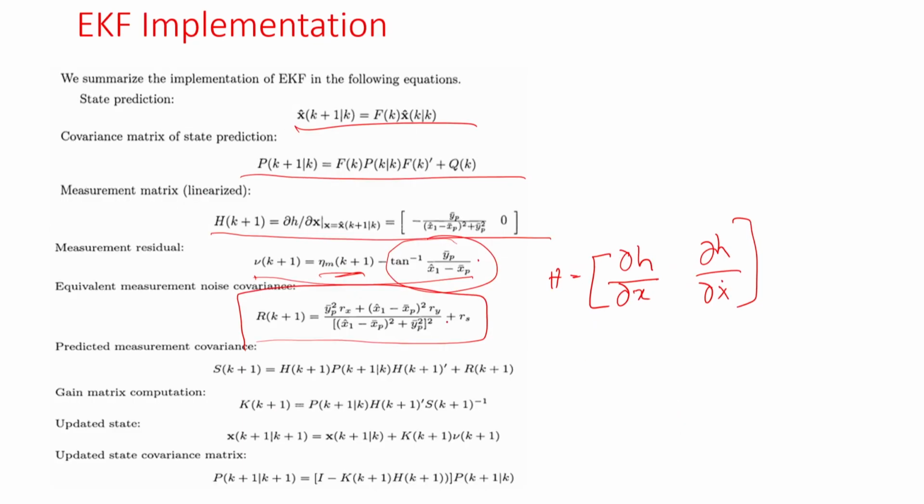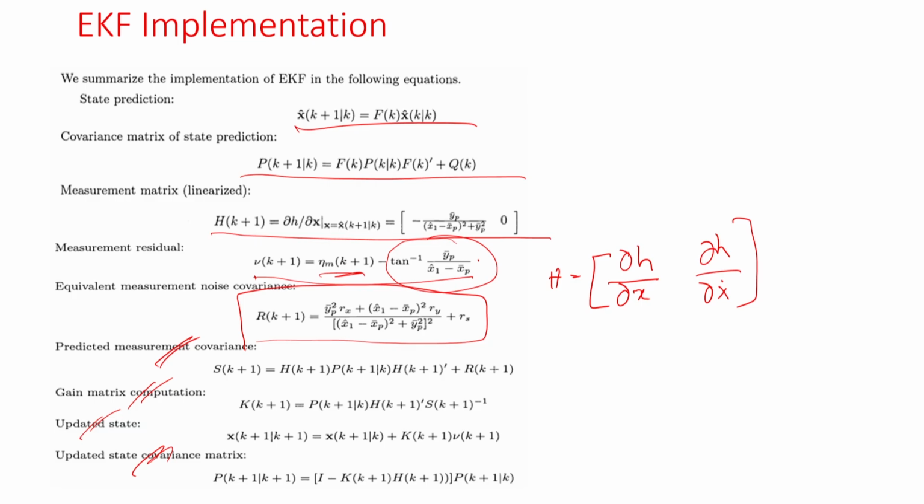You calculate this. The rest are all Kalman filter equations: your predicted measurement error covariance, gain computation, updated state error covariance, just standard Kalman filter equations. So, with this you can implement an EKF. Now, there are two things I would like to tell. Why is this problem chosen? This problem is chosen because of two reasons.